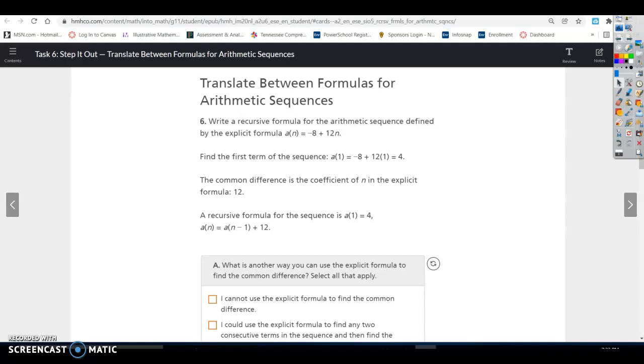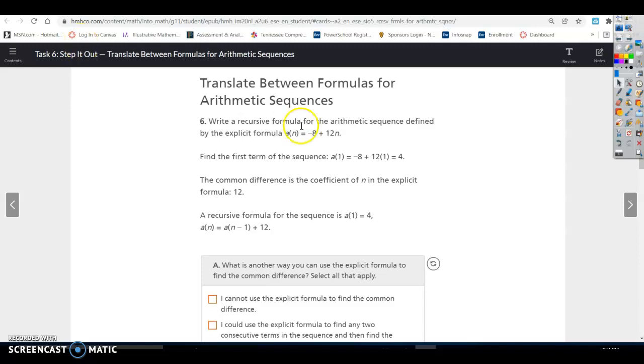Lesson 14.1, Task 6. Translate between formulas for arithmetic sequences. Write a recursive formula for the arithmetic sequence defined by the explicit formula a of n equals -8 plus 12n. Find the first term of the sequence, a of 1.